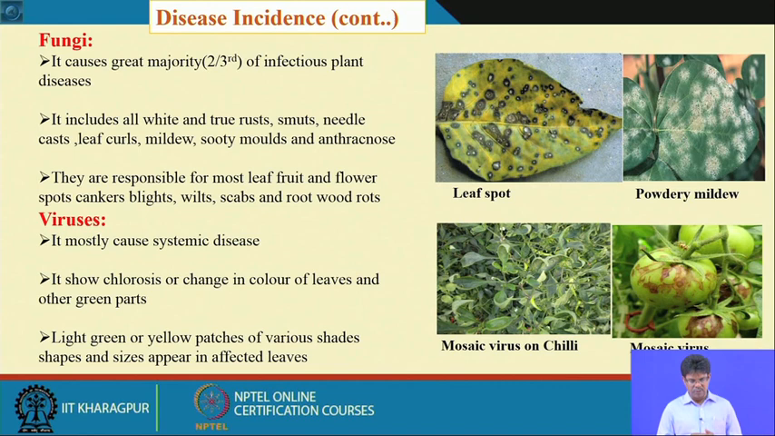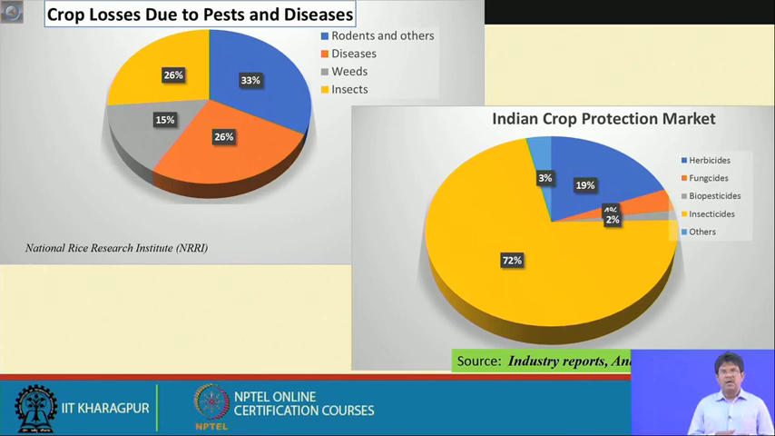In this case, usually when you go for chemical insecticides and pesticides, you apply mancozeb or a medicine that can control the fungus. At the same time, to control the carrier insects also, we apply insecticides along with the fungicides. So, regarding crop losses due to pests and diseases, you can see 33% is due to rodents and other mammals, the highest loss. Insects and diseases have a loss of around 26%, followed by weeds at around 15%.